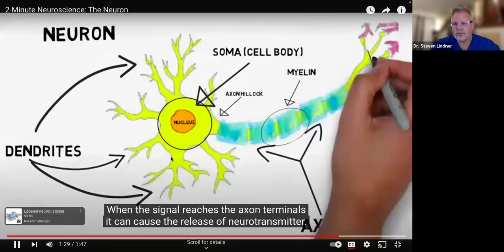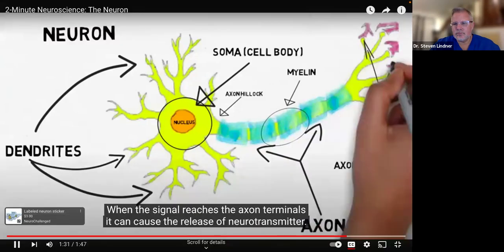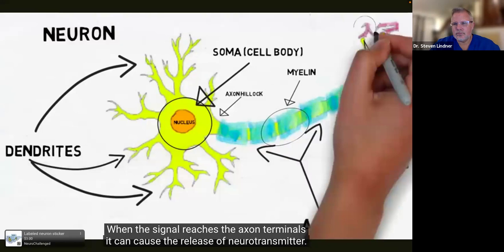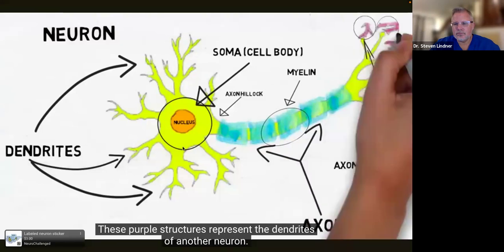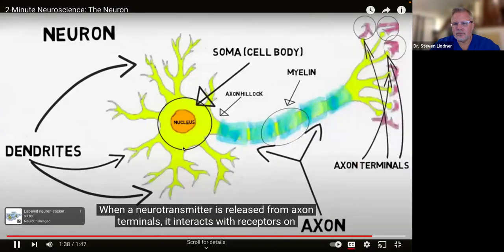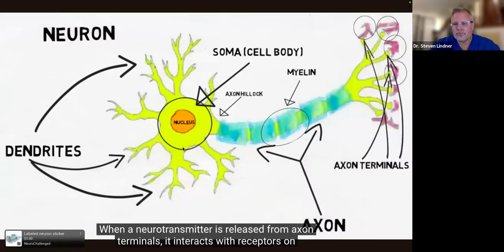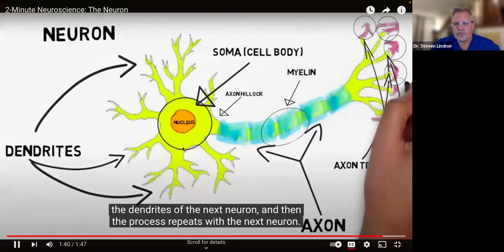When the signal reaches the axon terminals, it can cause the release of neurotransmitter. These purple structures represent the dendrites of another neuron. When a neurotransmitter is released from axon terminals, it interacts with receptors on the dendrites of the next neuron, and then the process repeats with the next neuron.